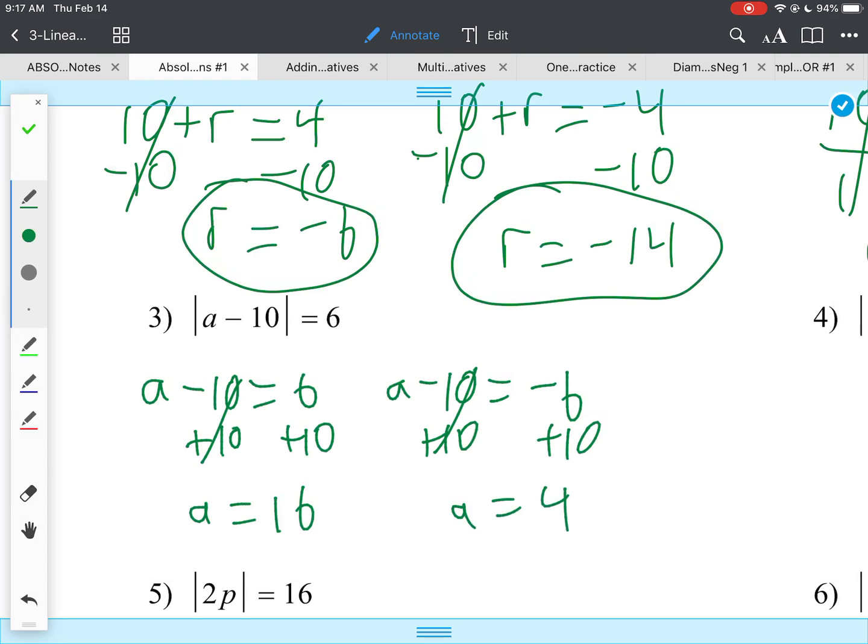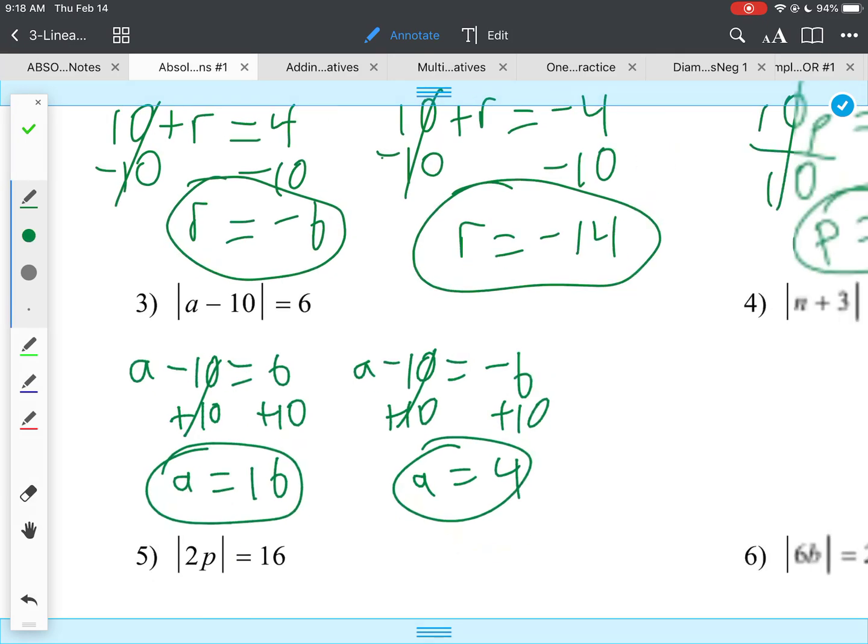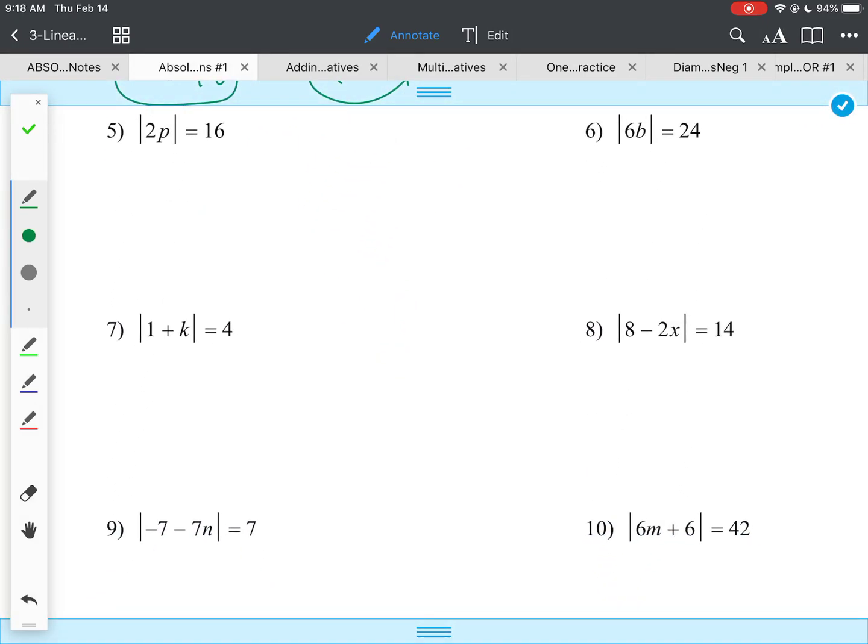Negative 6 plus 10. Again, if you're doing this with a small calculator, you have to do 10 minus 6, because there's no negative button. But you will have the graphing calculator for this. So you have two answers, 16 and 4.